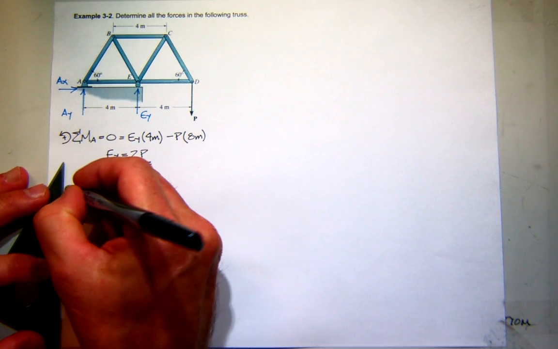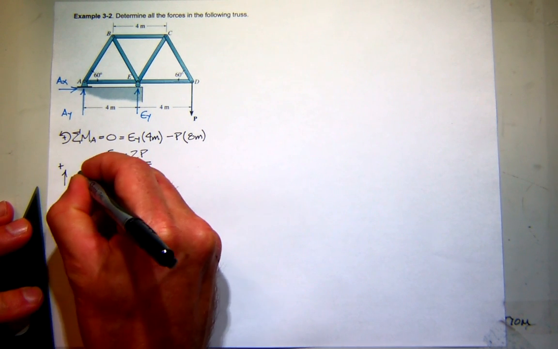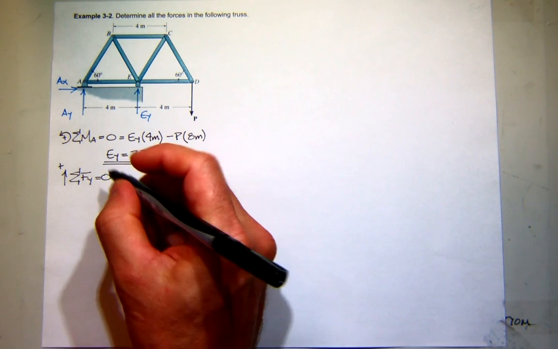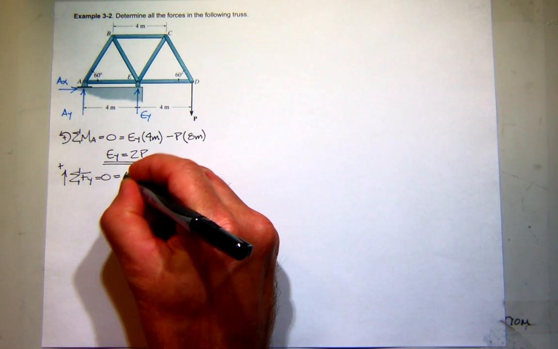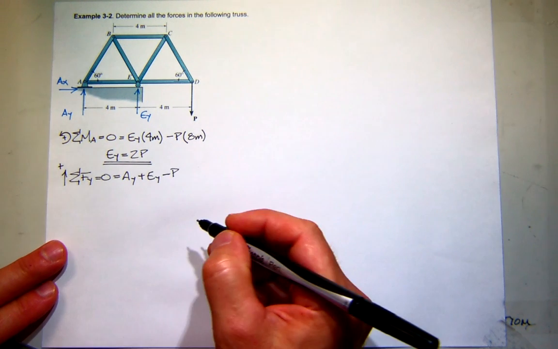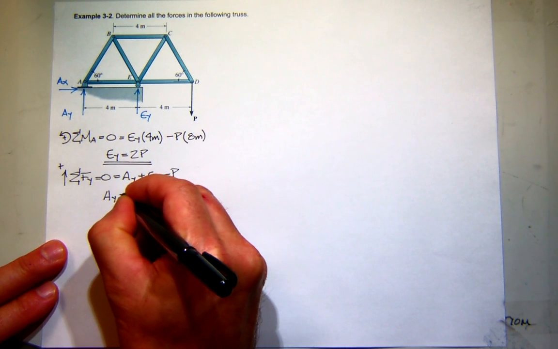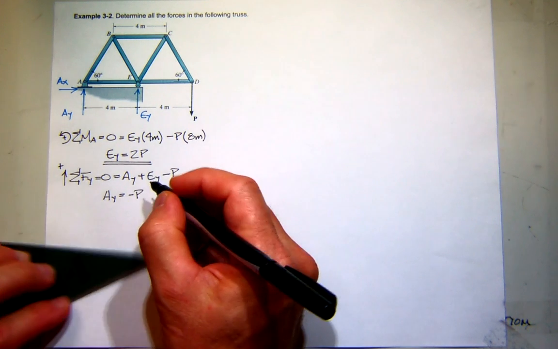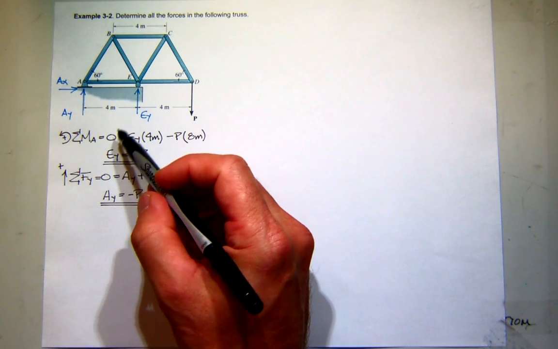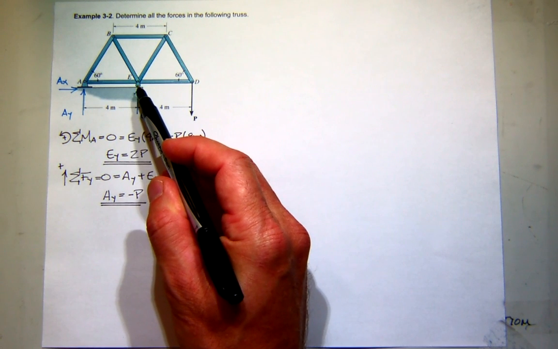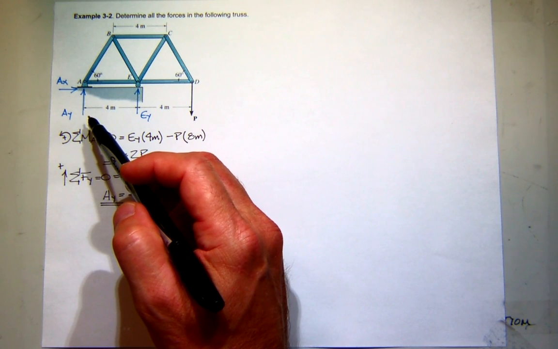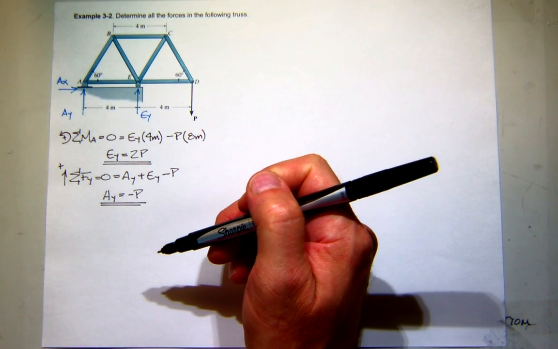Now we'll finish this up by summing forces in the y direction. That should allow us to compute a value for AY. Summing up all my forces, AY and EY are both up, positive, and my force P is down. When I solve for AY, I get minus P. Again, the seesaw analogy we talked about before: if point E is like the center of your seesaw, if you're pulling down P on this side, you better be pulling down P on the other side to balance it. We got that result, so that seems reasonable.